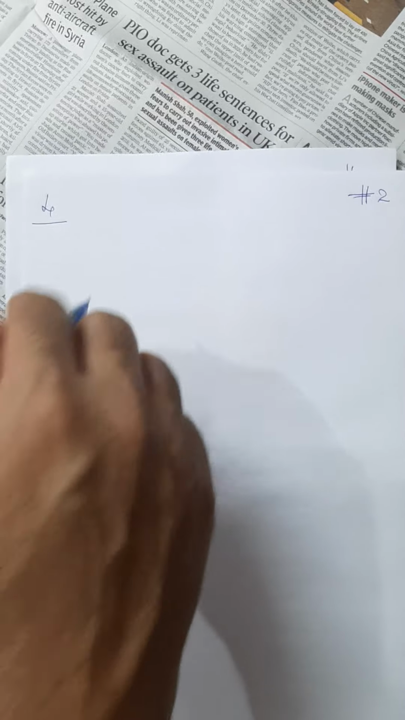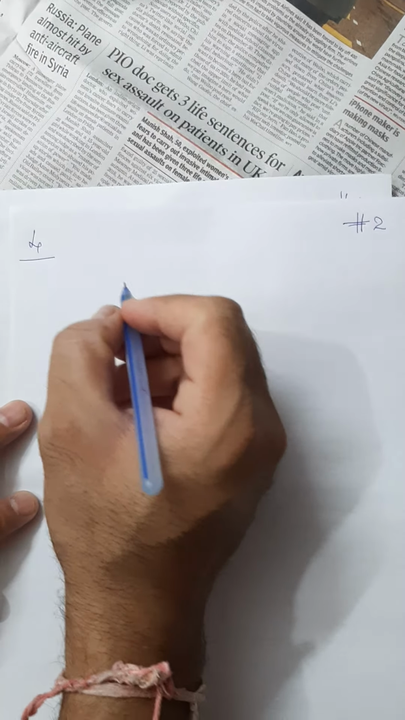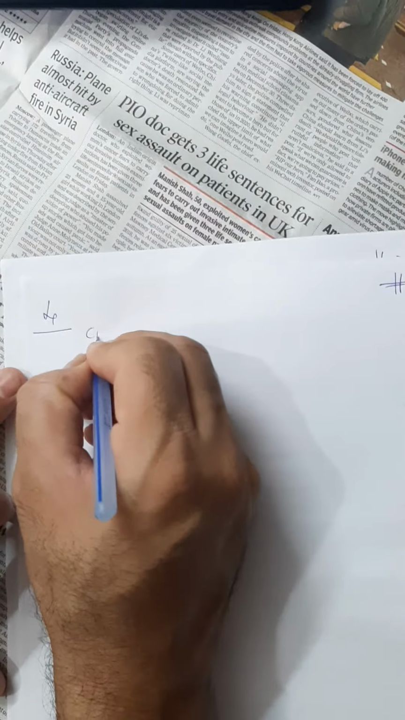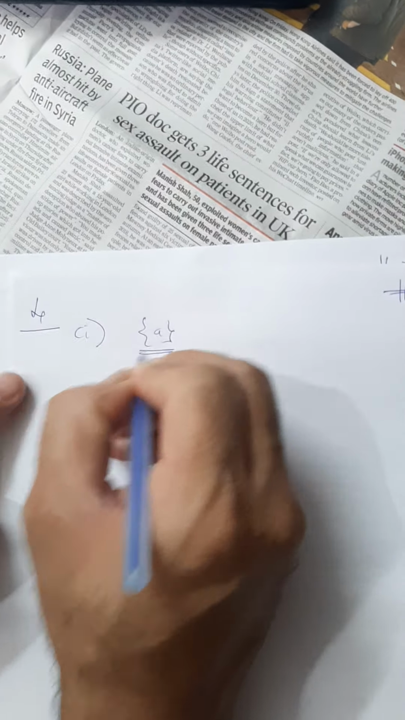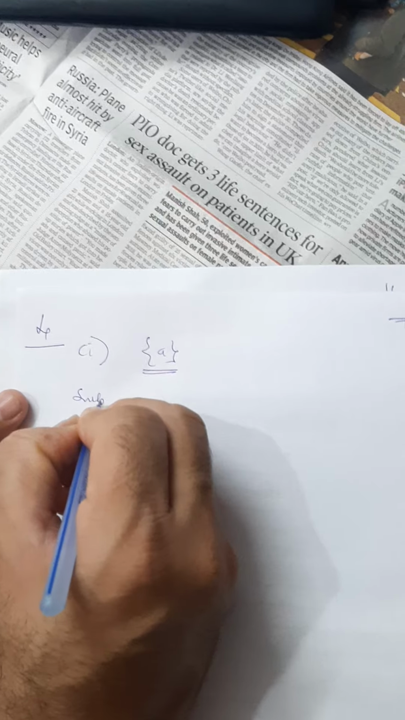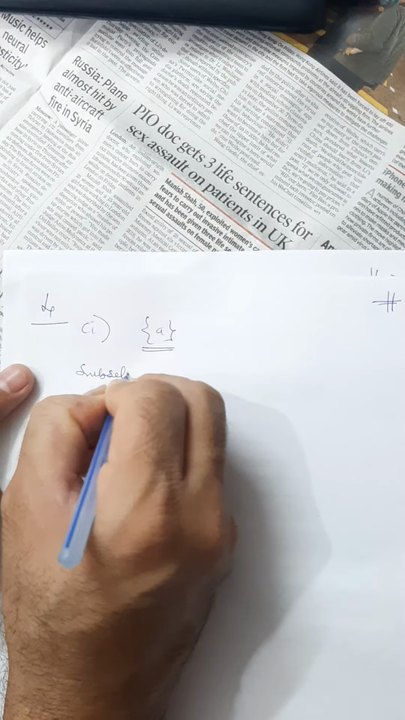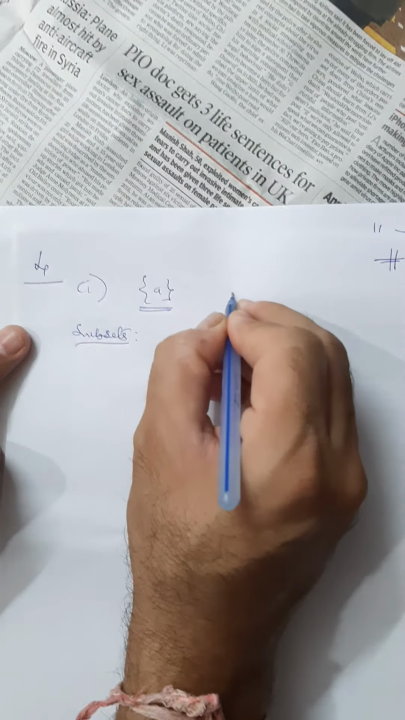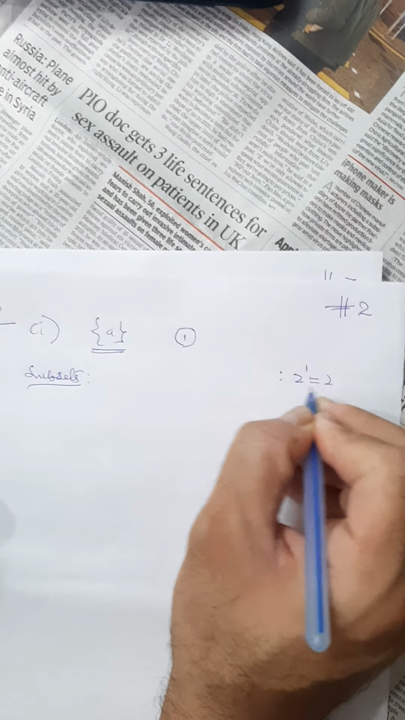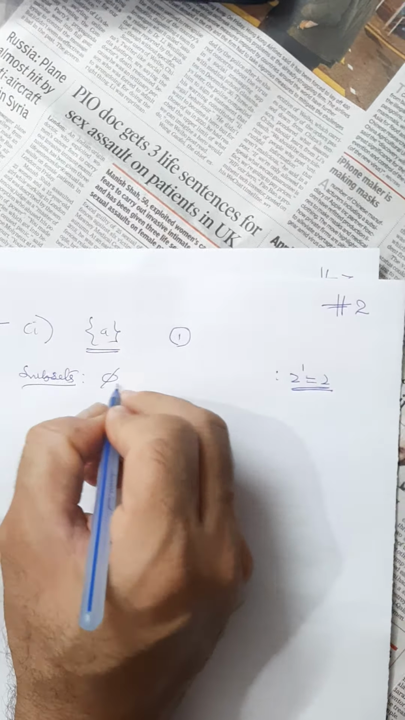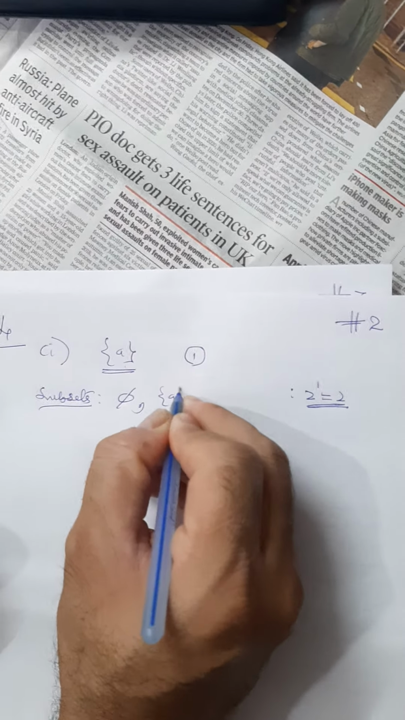So next, the fourth question is: write down all subsets of the given set. The first one, you know it, a singleton set. So you want to list all subsets here. You know this set has one member, so the total number of subsets is 2 raised to 1, which is 2. So one is 5 and the other one is the set itself.